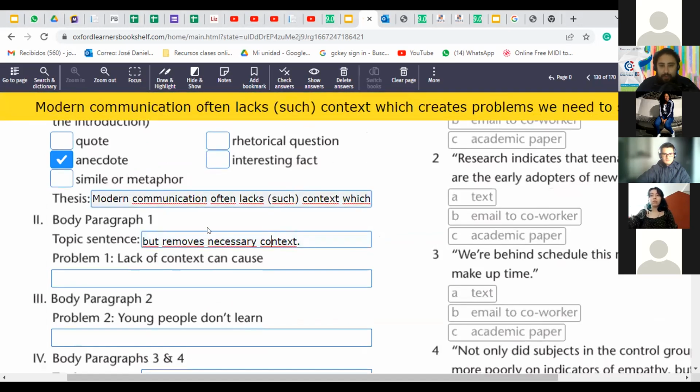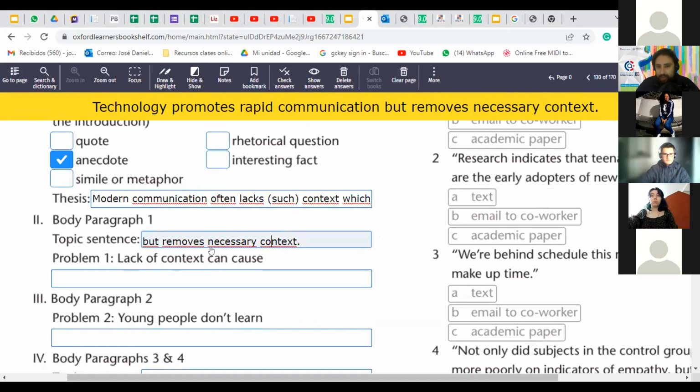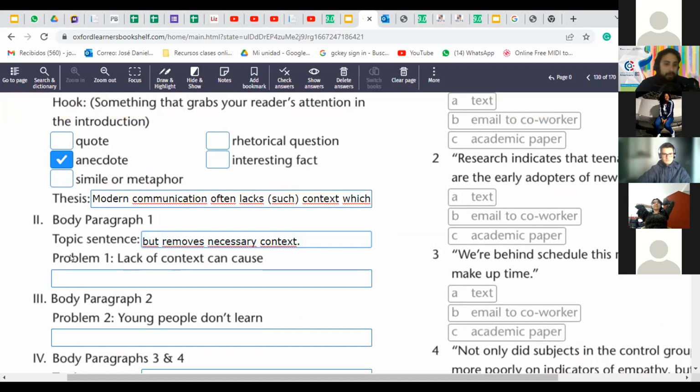I mean, technology promotes rapid communication is an important part of it, but only that would not be the topic sentence, because the rest of the paragraph is not just about how technology is awesome because we can communicate quickly. It also addresses many problems that it can create. Even here we say problem number 1, lack of context can cause, maybe Christian, tell me about that. What can it cause?